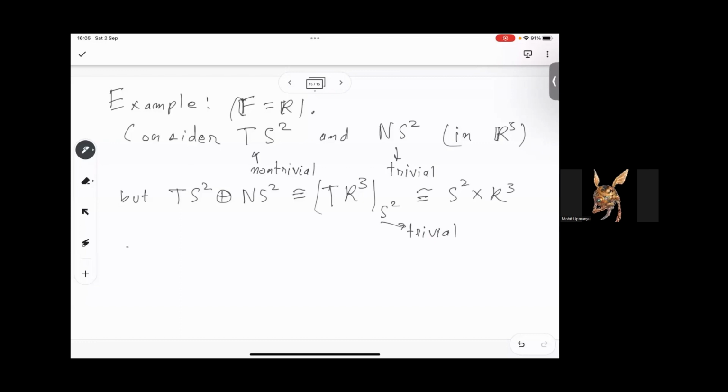Therefore, the class of the tangent bundle of S2 plus the class of 1 is equal to the class of 3, which implies the class of the tangent bundle of S2 is equal to the class of the trivial bundle of rank 2. So this gives an example of two vector bundles which are not isomorphic, but they are in fact stably isomorphic.